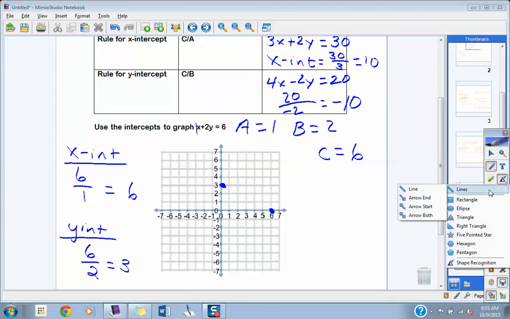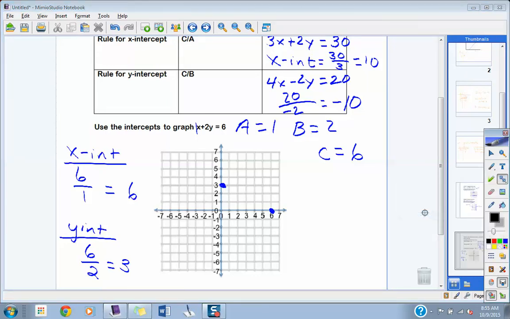You already have your graph, and your graph would be the following. Boom, boom, boom. I like it. It's pretty easy, isn't it?